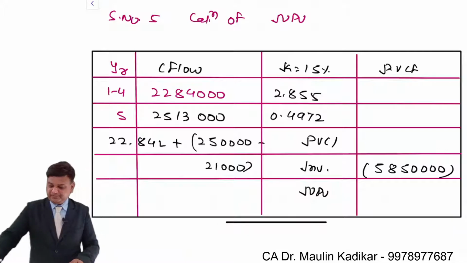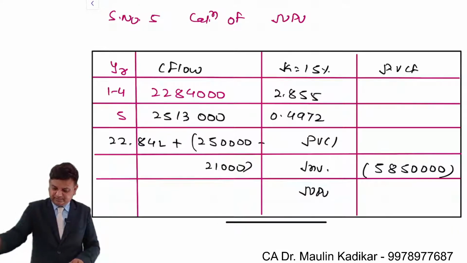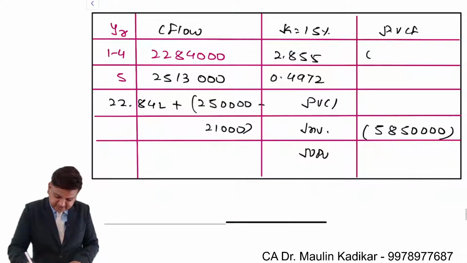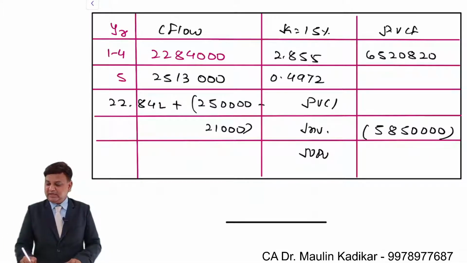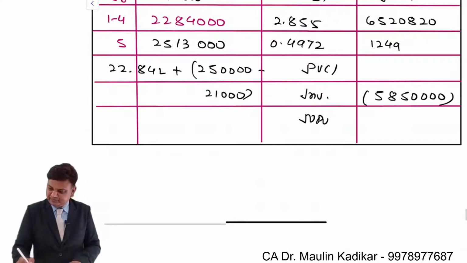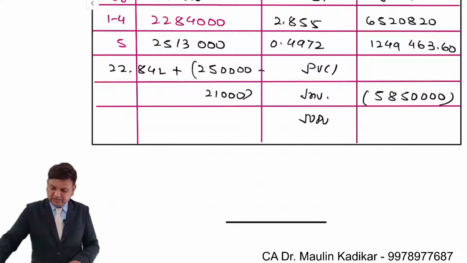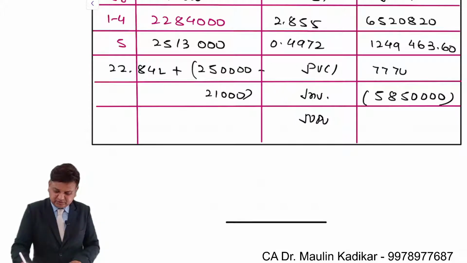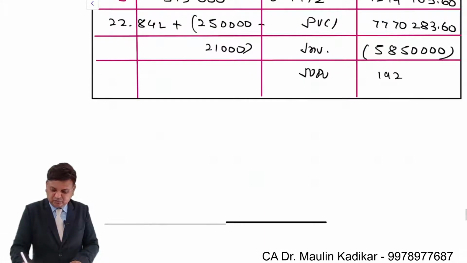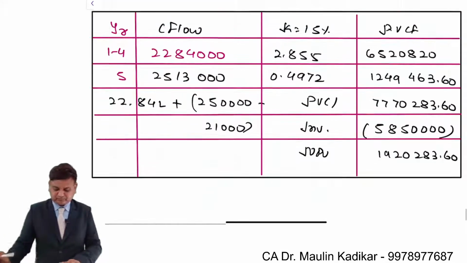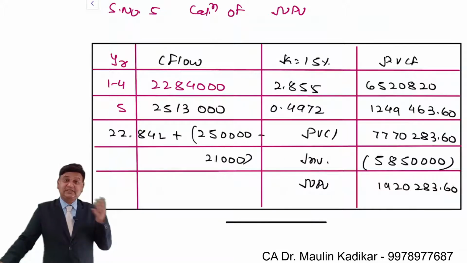Okay, for calculation of NPV: 22,84,000 into 2.855, so the answer comes to 65,20,820. For the last year, 25,13,000 into 0.4972 comes to 12,49,463.6. Plus 65,20,820, so 77,70,283.6, minus 58,50,000, so 19,20,283.6. That is the way the NPV can be found, which is exactly the same as the difference of the above two, which is our answer.